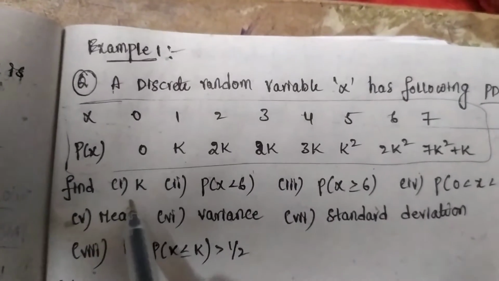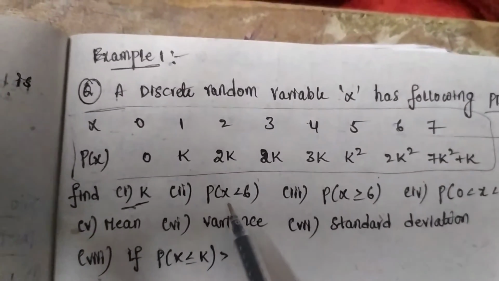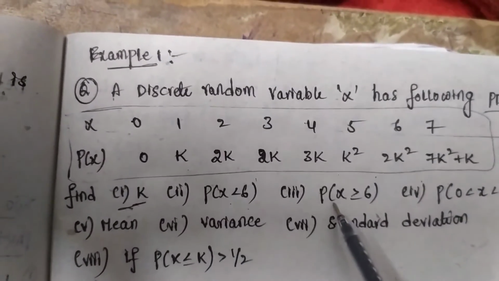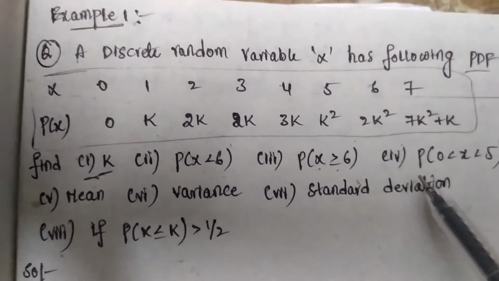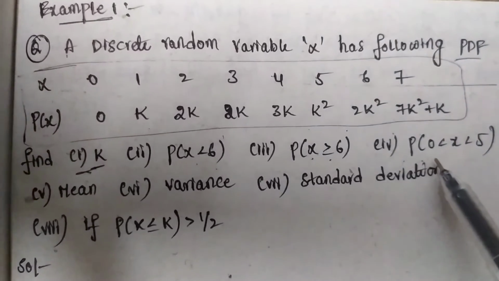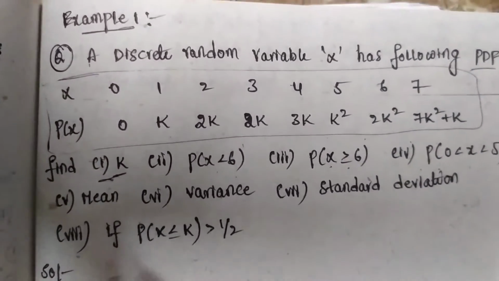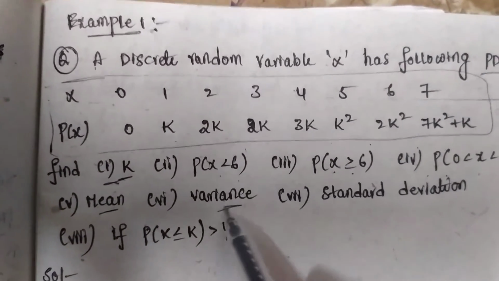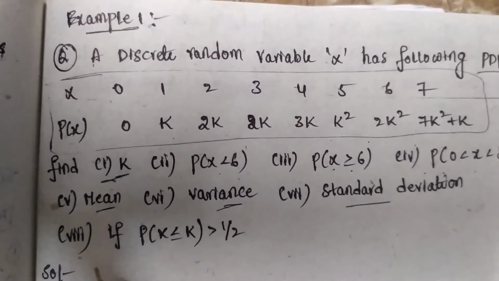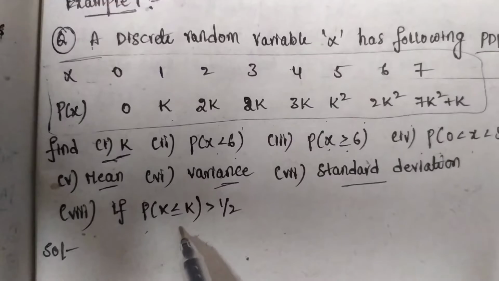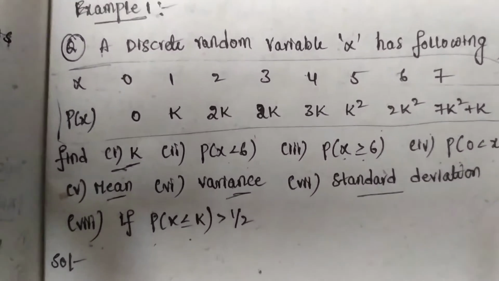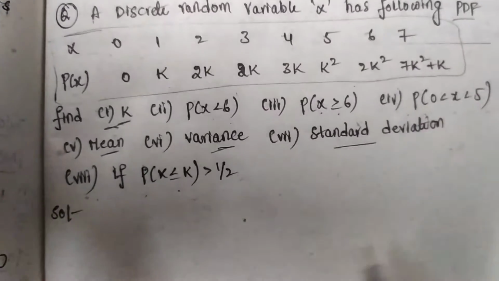Here we have to find the k value and the probability of x less than 6. Third one is probability of x greater than or equal to 6. And fourth one is probability of 0 less than x less than 5. You have to find the mean, variance, and standard deviation. And the eighth one is the minimum k such that p of x less than or equal to k is greater than 1 by 2. Let us start the problem.